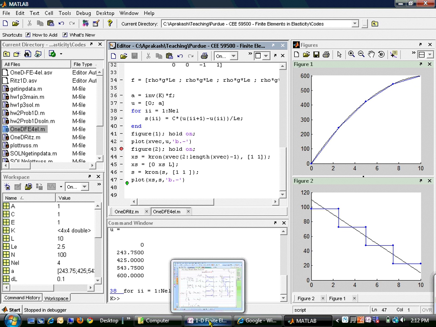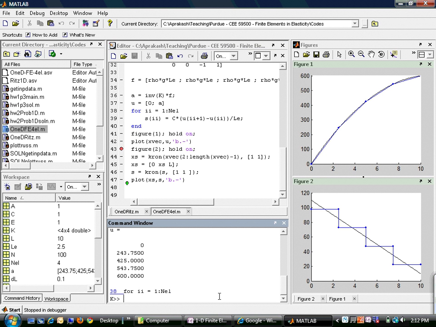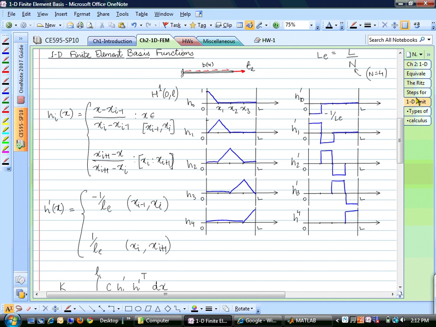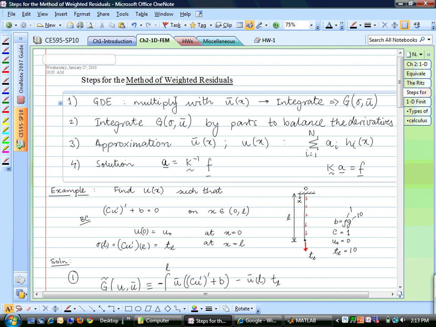Are there any questions on any of the steps? Once again, all the steps that we've done here are exactly the same that we did for the Ritz method. All that we did was we took our governing differential equation, integrated it by parts, but this time we substituted in a different approximation. If you use yet another approximation, you will get some other result. And the solution part is nothing very special.